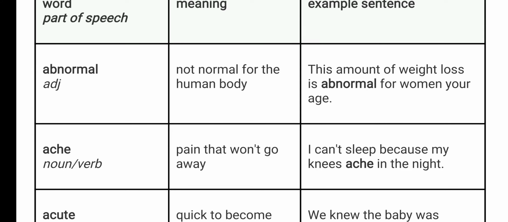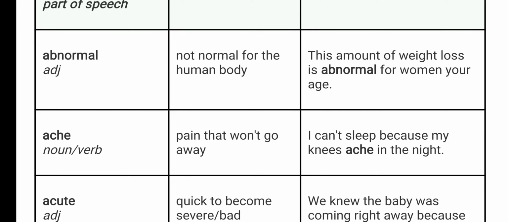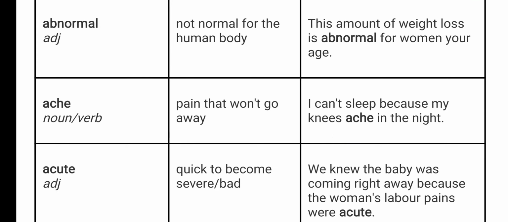So abnormal, if you translate it in Kurdish, is na asayi, not normal. This amount of weight loss is abnormal for women your age. So abnormal, as we said, is something that is not normal.